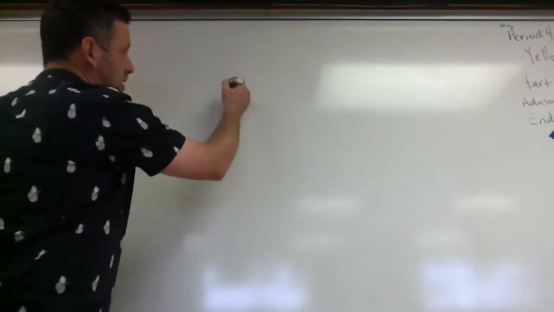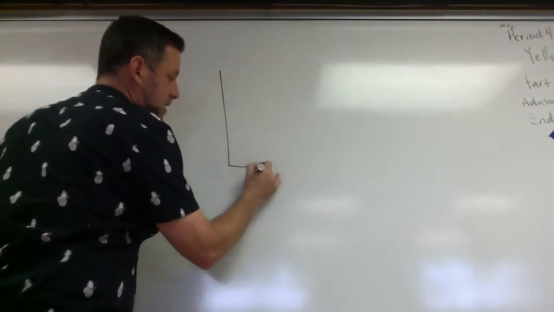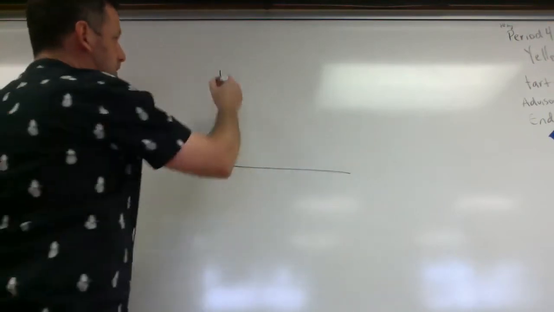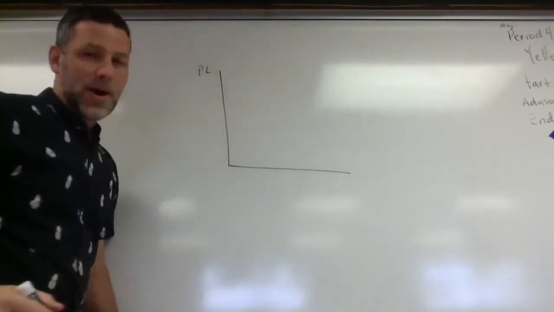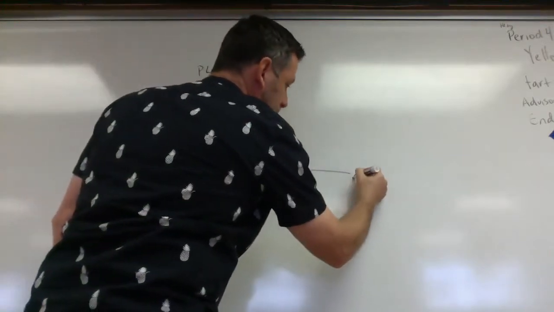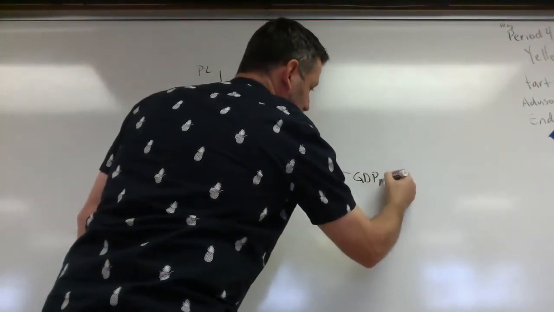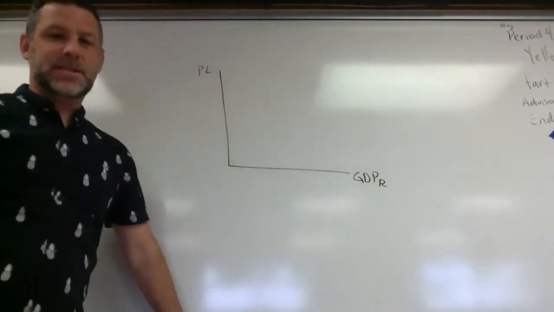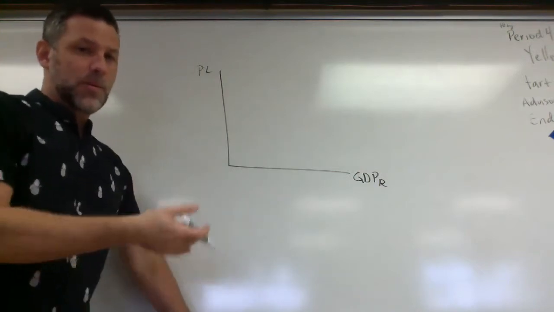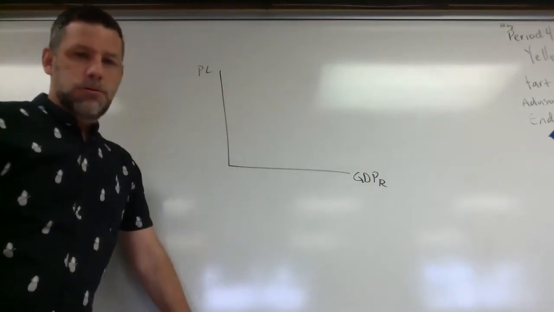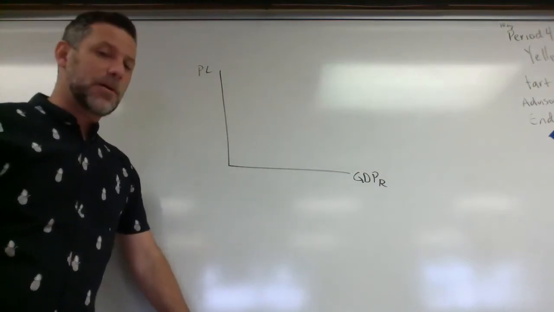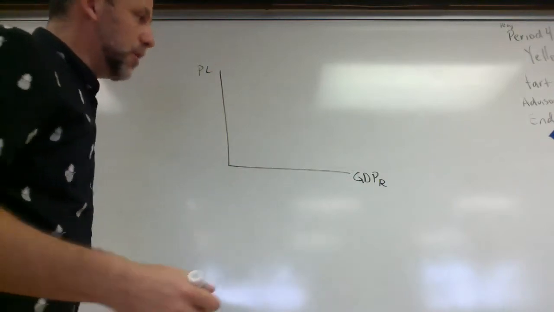So to do that, we're going to start by drawing our X and Y axes. We're going to have price level up here on the y-axis. We're going to have real GDP out there on the x-axis. So I've got my x-axis labeled, my y-axis labeled. And then for the aggregate demand, aggregate supply model, at full employment, we're going to start with 3 lines.